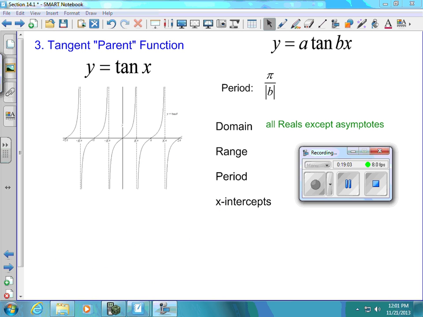Okay, let's look real quick at tangent. I know this is getting long here in time, but let's do tangent real fast. Y equals a tangent of x. The period's a little bit different form: pi over the absolute value of b.